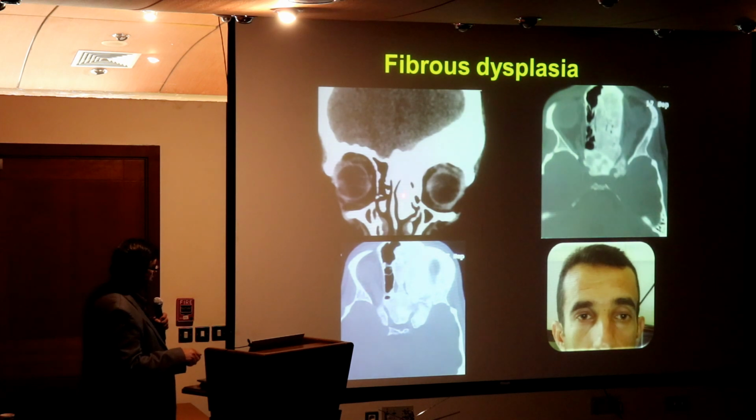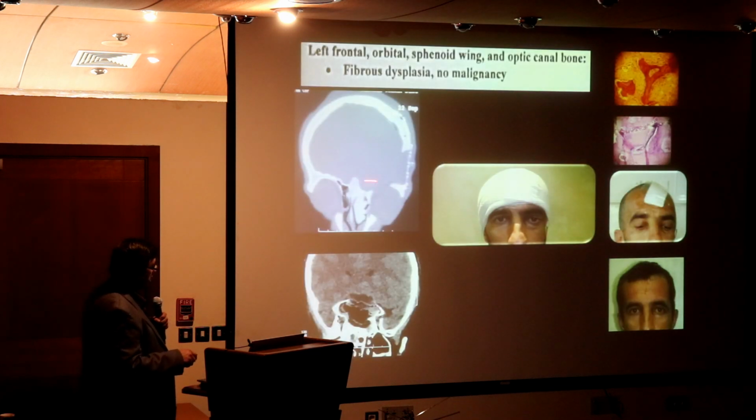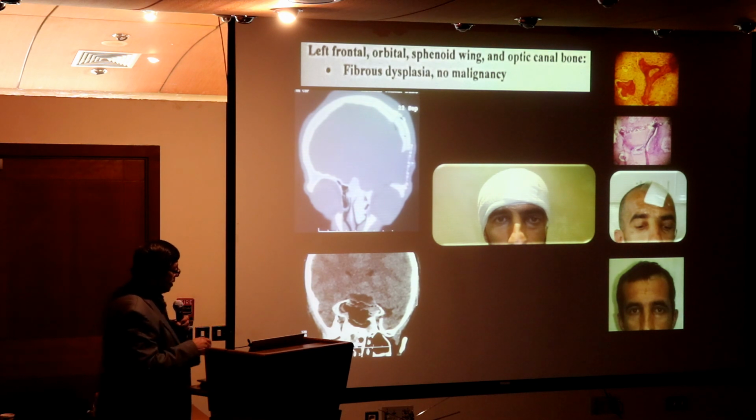Fibrous dysplasia can affect the orbit extensively. This is an Iraqi chap with this fibrous dysplasia. Again, we went in and removed most of the tumor. And if you are left with tiny little pieces, this is a self-limiting disease, and it most likely will not grow again.